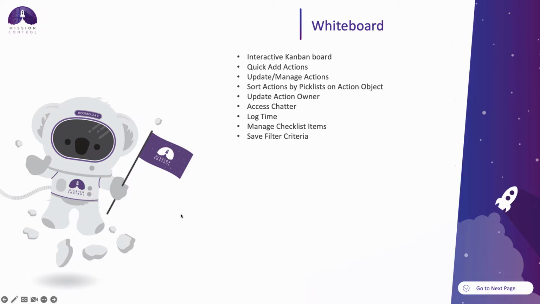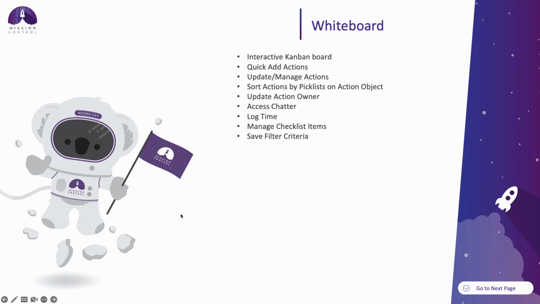The whiteboard is an interactive Kanban board that will allow you to update and manage your actions. You can also create actions, reassign the action owner, sort the actions by pick list available on your action object, as well as access chatter, log time, manage your checklist items, and save filter criteria.